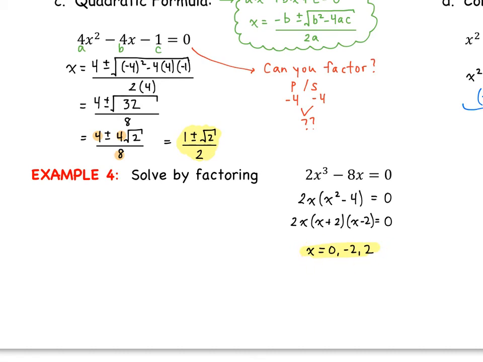What I want you to notice with these last examples is to pay attention to our degree. That's how many solutions we should have. We have a degree 3, and we have 1, 2, 3 answers, so it works out perfectly.